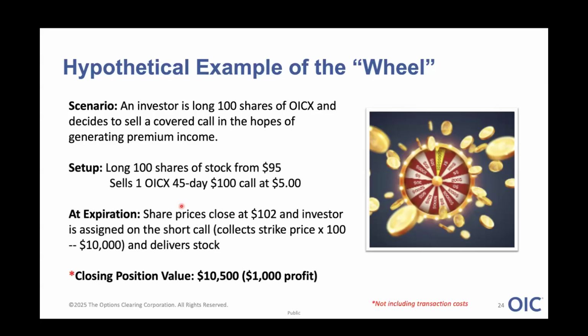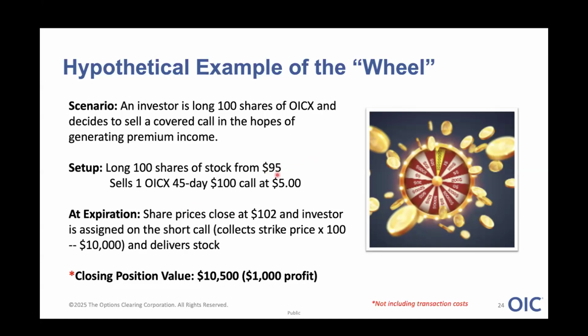So there are long shares, let's say from 95, and decide to sell the 45-day 100 level call at $5. Okay, we'll fast forward to expiration. Shares close at 102, and the investor gets assigned on the short call. They're going to collect their strike price times 100, in this case $10,000, and you will have to deliver 100 shares of stock that you bought for 95.